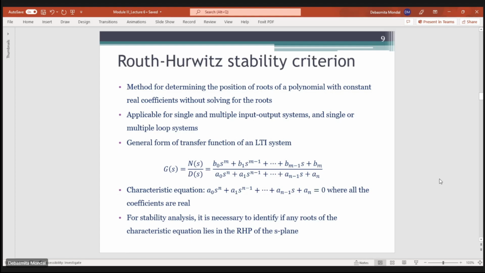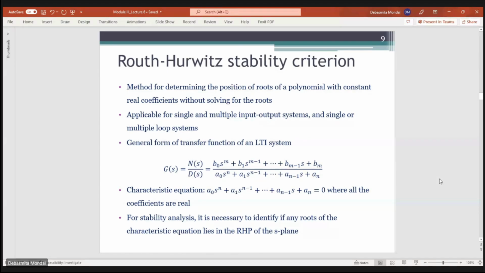So if you want to find out what the roots of the characteristic equation of a high order system are, then the computation becomes much more complex. The Routh-Hurwitz criteria basically tells you that if we observe the characteristic equation, then without solving for the roots of that characteristic equation, we can find out whether the system will be stable or not.